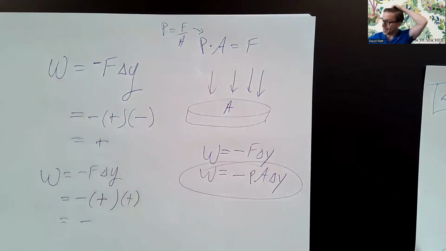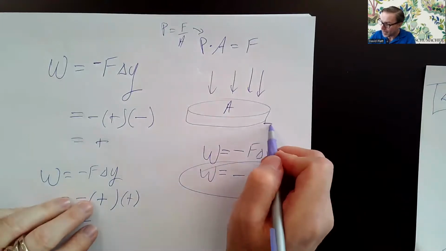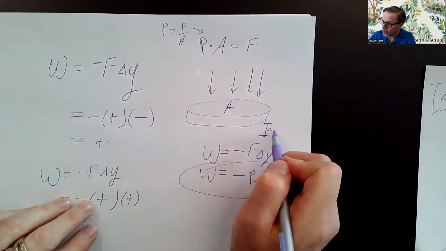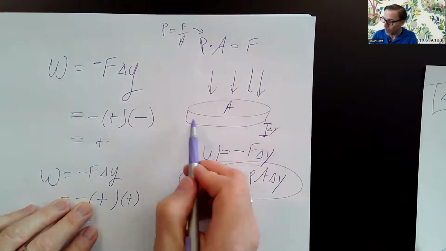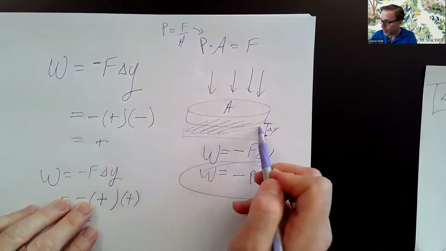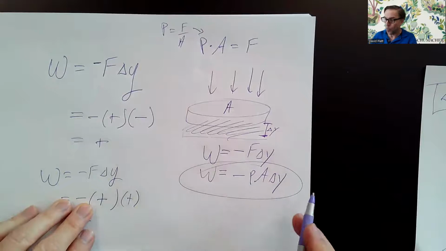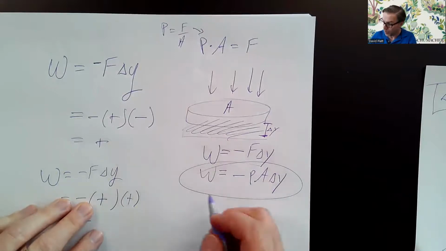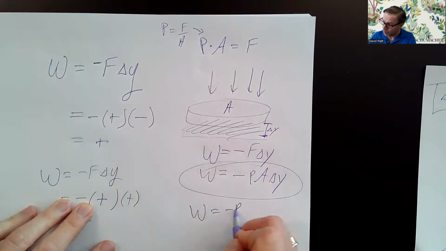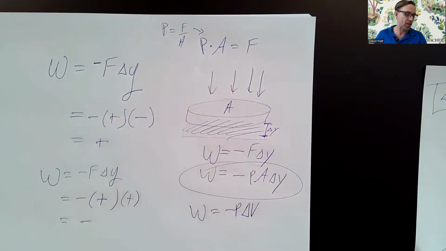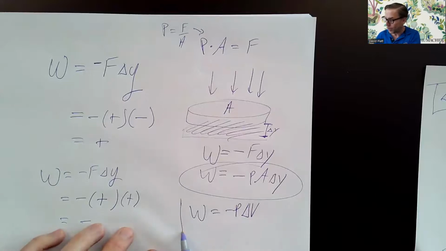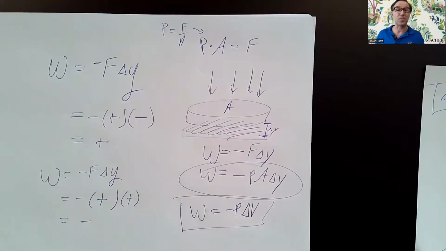But what is area times delta Y? Area times delta Y is the change in volume. Work equals negative P delta V. That's another fun equation, which again, we will use lots this chapter, but right now I'm just introducing it.